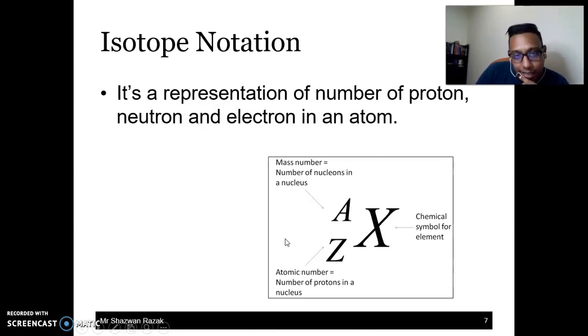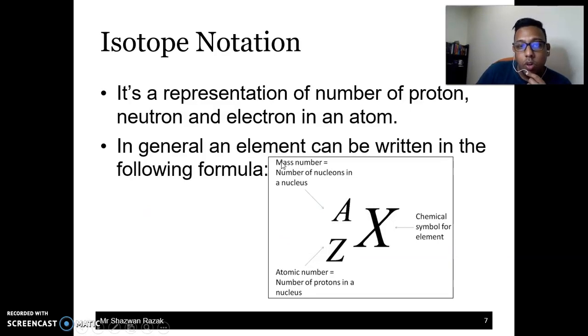Macam mana rupa dia? This is an example of isotopic notation. Okay, yang X ni adalah symbol of the element. Every single element ada simbol dia tersendiri. A adalah mass number, Z adalah atomic number. Remember, cara nak tulis dia A di atas, Z di bawah. A to Z. Okay, so in alphabet pun kita akan jumpa A dulu, baru kita jumpa Z.